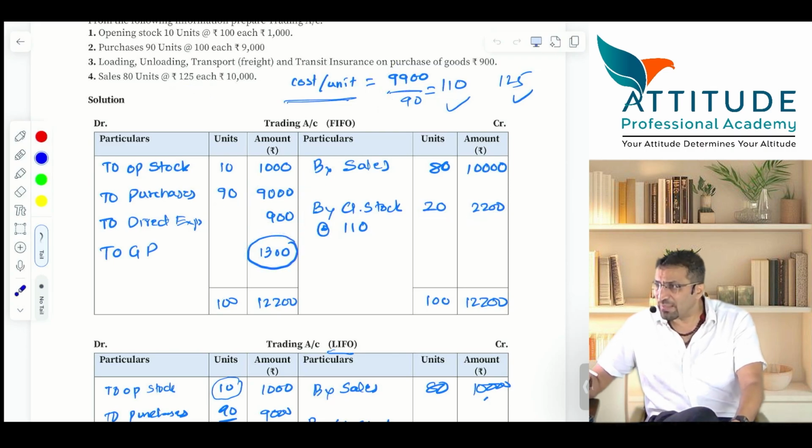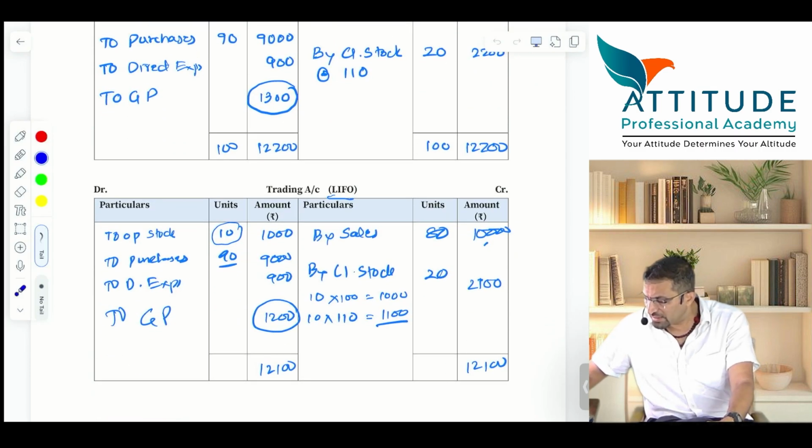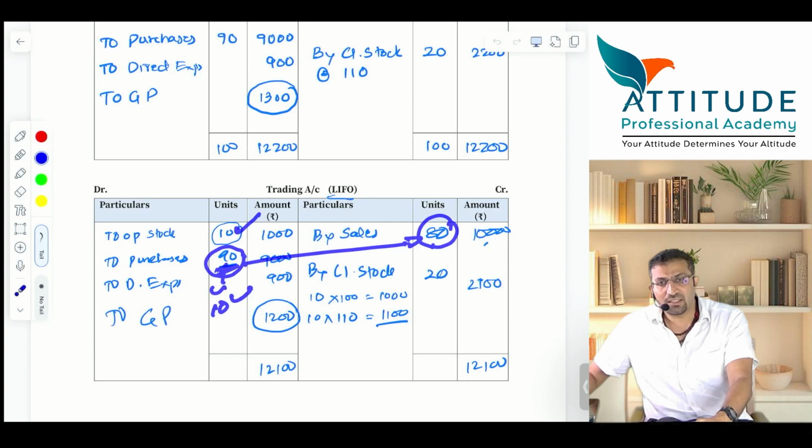Now the same sum, if I assume which method? LIFO method, then same sum. Only thing is this 80 is sold out of the last purchase. What is the last purchase? Last in how much? 90. Out of 90, 80 sold, so how much is left out of 90? 10. So opening stock is 10 and out of the purchase how much? 10. All this will be your closing stock.